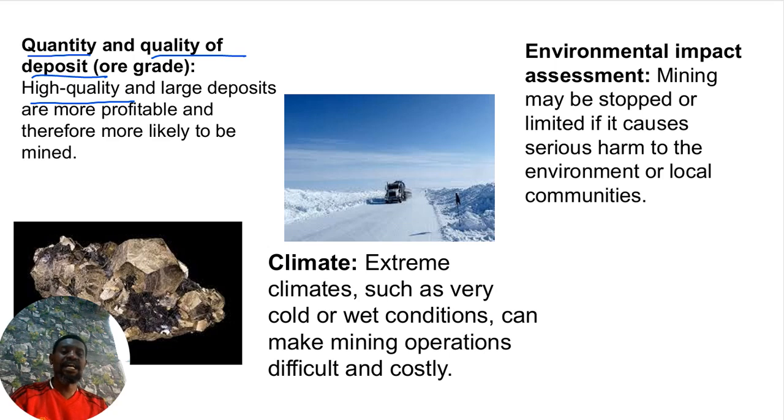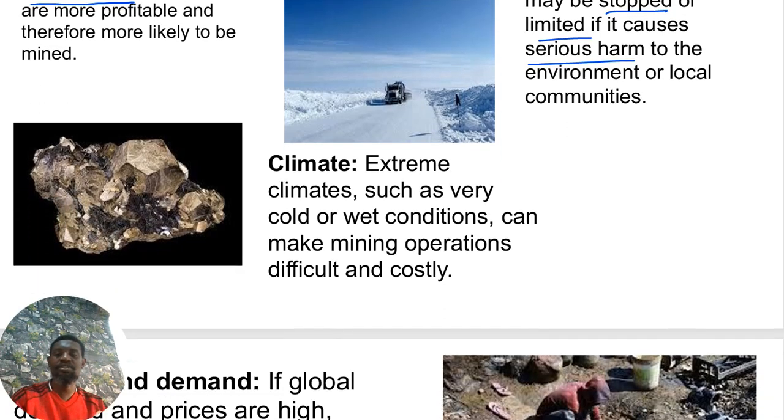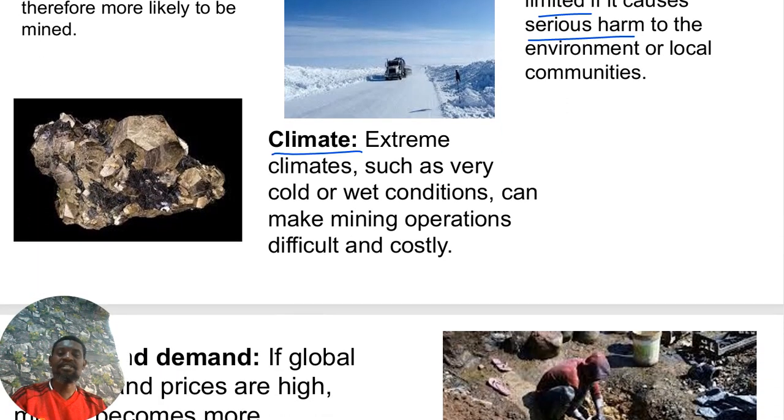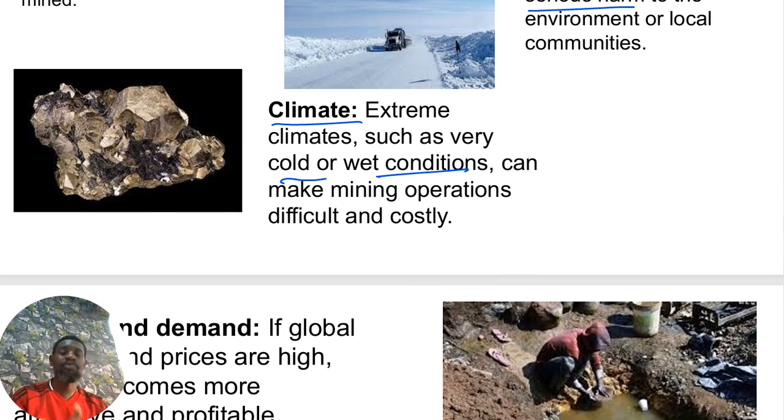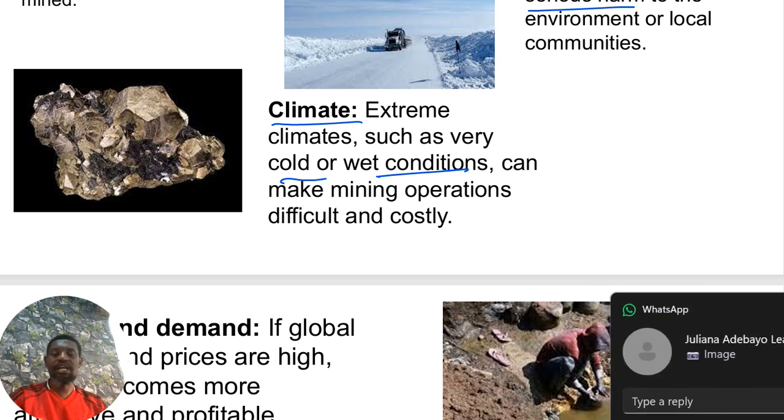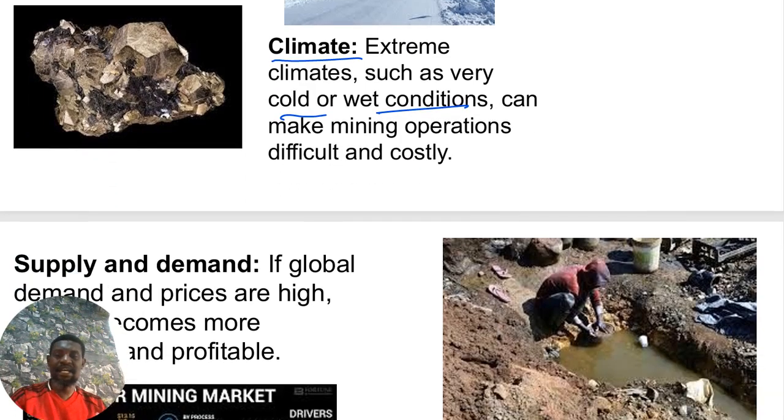Now you need to carry out an EIA, the environmental impact assessment. You find that the mining may be stopped or limited if it causes serious harm to the environment or the local community. So you must assess that before you decide if you should continue with the mining process. Then the climate of an area. Extreme climates such as cold or wet conditions can make mining operations really difficult. So it will really expose the workers within that area to certain hazards.